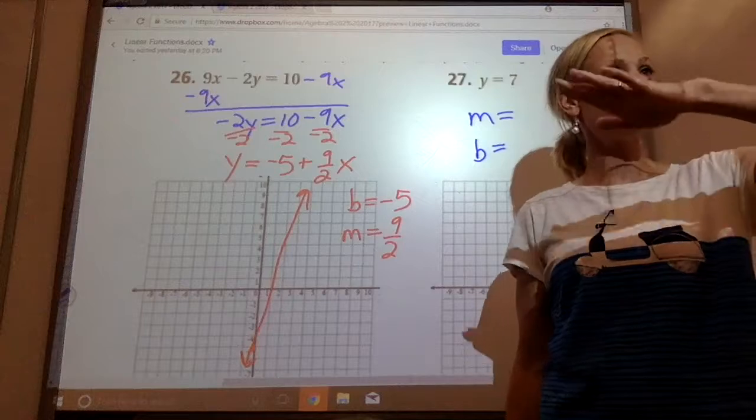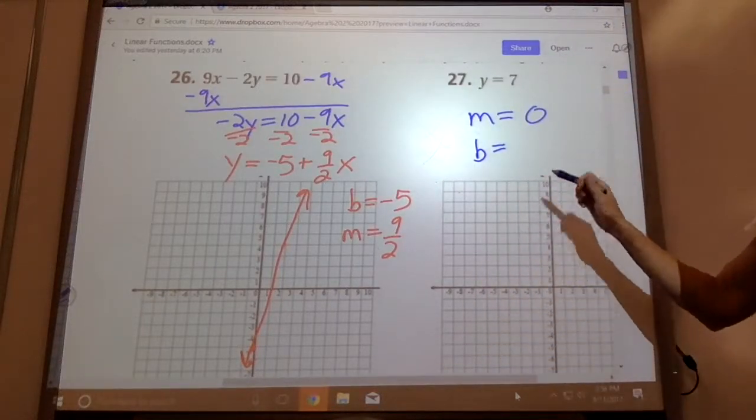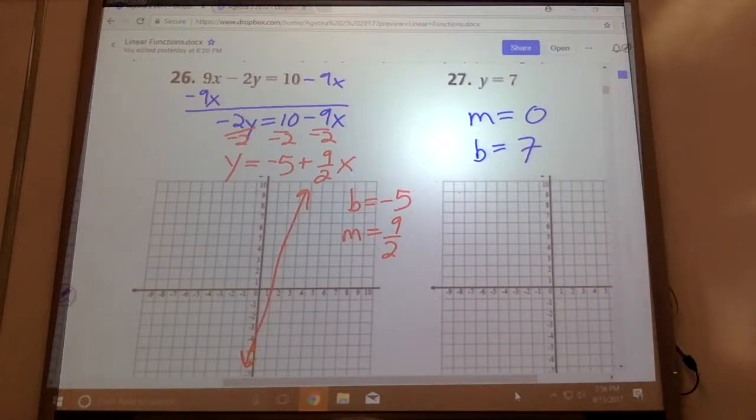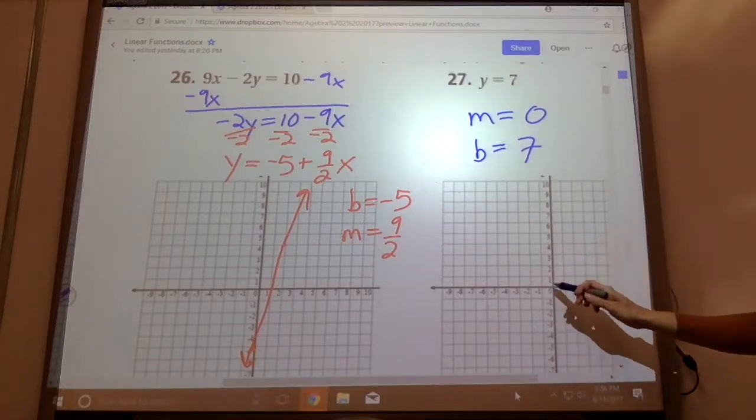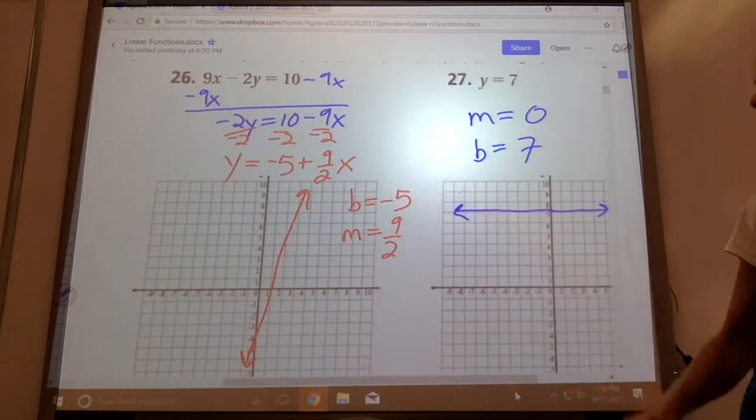Very good. Horizontal line slope is 0. My y-intercept would be 7, because that's where my line is. I'm going to go up 7 and make a horizontal line there.